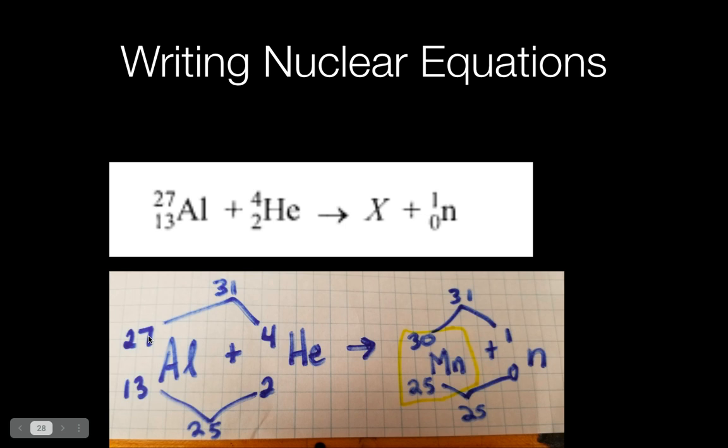So we start with our knowns over here again. The 27 and 4 add up to 31 for mass, and for the atomic number, the 13 and 2 add up to 15. We can use this to find the missing piece. 1 plus what makes 31? 30. And 0 plus what makes that 15? 15. And then to find the element's name, again, that is related to the protons. So you look up atomic number 15 and it is phosphorus. So that's how we can find the missing piece.